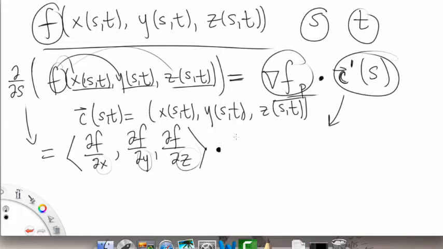So we're going to dot it with this second thing, this c prime of s, which is where we'll jump to the s's. At this point we're already at the x, we're already at the y, and we're already at the z. So what we're going to do is finish it off.